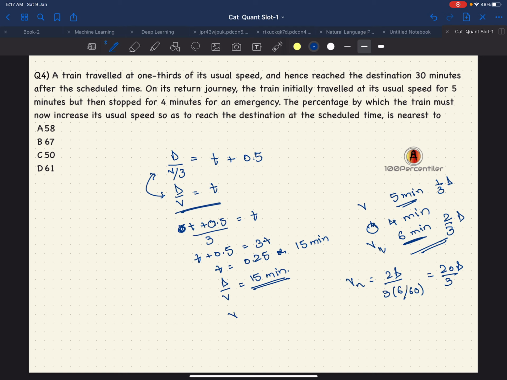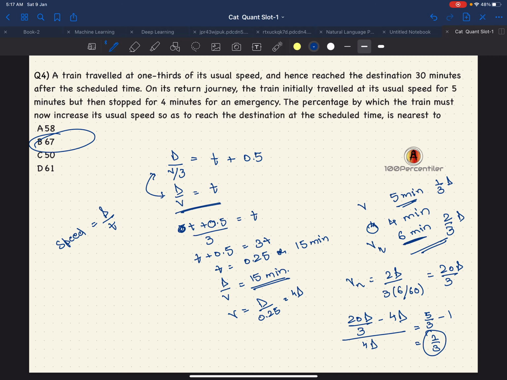Now the initial speed we already know is v equal to d upon 15 minutes, which is 0.25 hour, which is 4d. Therefore the increase in speed required here is 20d upon 3 minus 4d, upon 4d. This is nothing but 5 upon 3 minus 1, which is 2 upon 3, which is 67%. So B is the correct answer here. So just to note here, we only used a very simple formula. Speed is equal to distance upon time. No complex things, just use the simple basics.